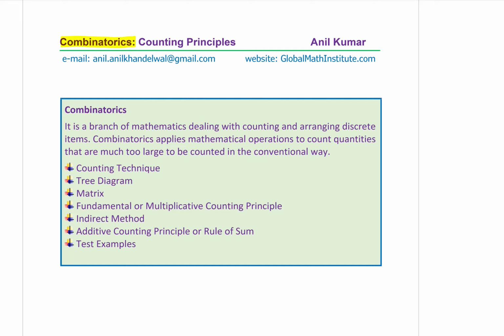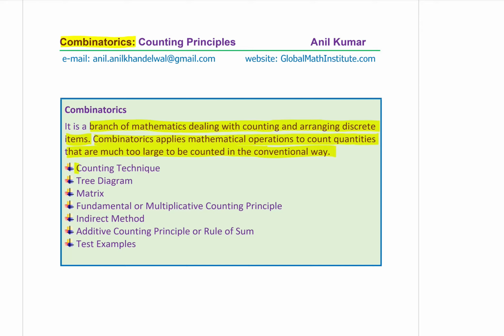Combinatorics is a branch of mathematics where we are dealing with counting and arranging discrete items. So whenever we have to count very big numbers, there are some special techniques to be used, which we are going to look into in this particular video. Combinatorics applies mathematical operations to counting quantities that are much too large to be counted in conventional ways.